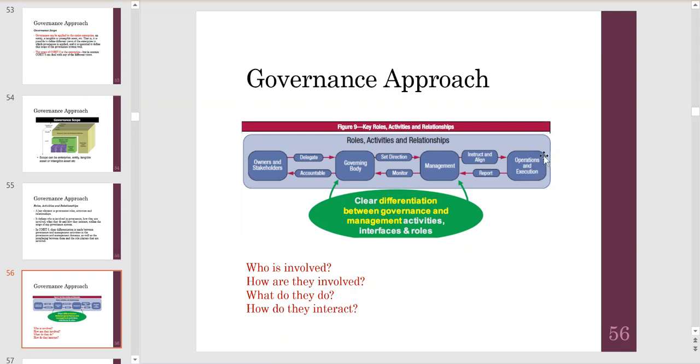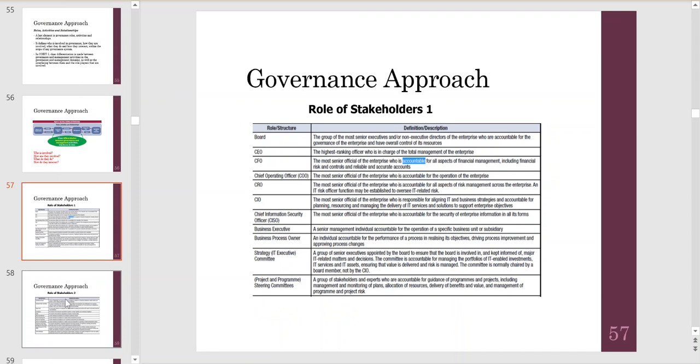They will be working on the execution and operations. Once they finish, they report back, meaning dashboards, figures, numbers, facts, to the management. Management will evaluate, monitor, and report back to the governance body, which is the board here. The board is accountable, so they will update their owners and stakeholders on the amount they generated, the revenue they have. This is for different years. So this is very simple and to the point.